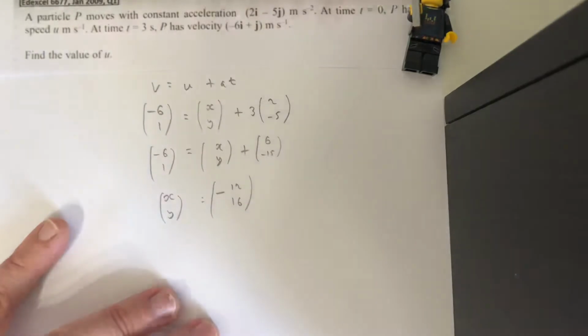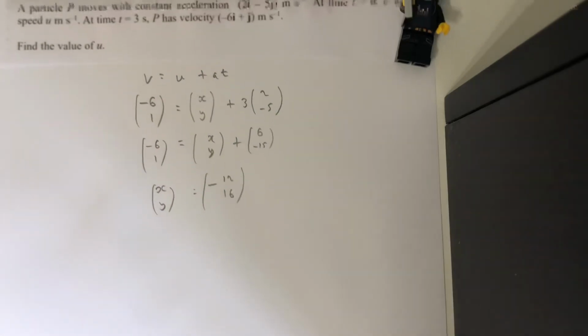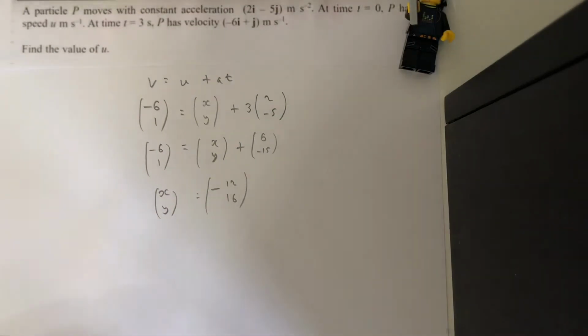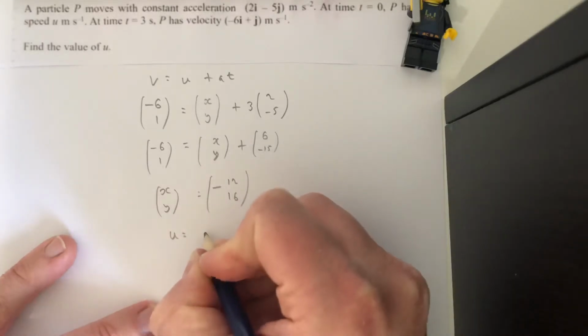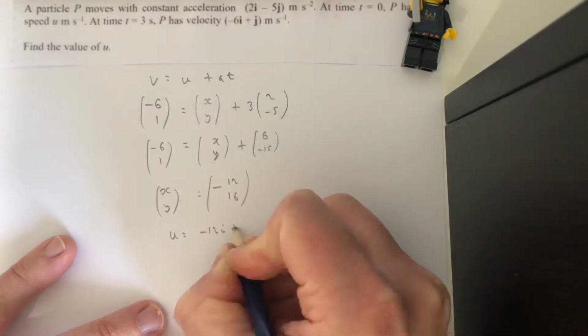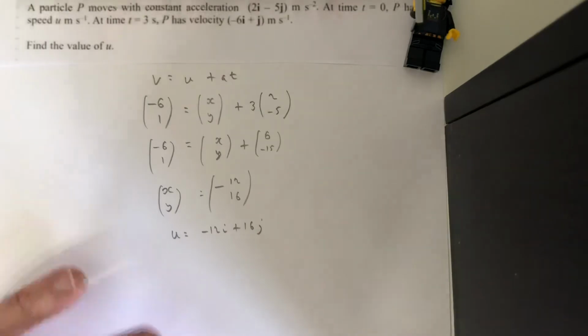And it's tempting to go, done. There you go, there's the u, which in some ways is right. So you could say the velocity u is minus 12i plus 16j. And you'll be right, that is a velocity.